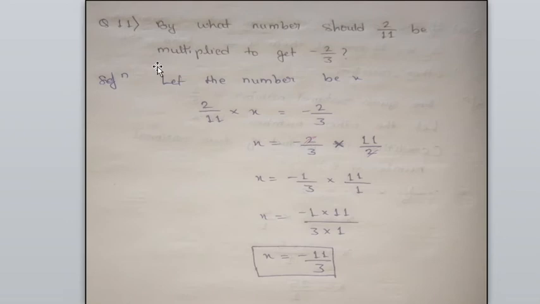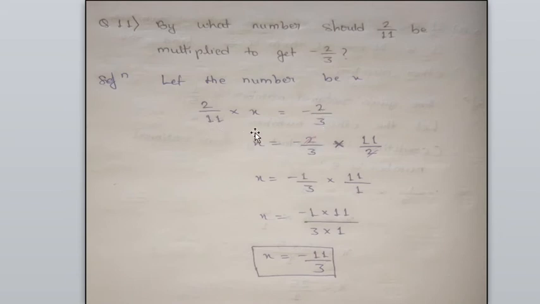Then question number 11. By what number should 2 by 11 be multiplied to get minus 2 by 3? Same as the earlier question. By what number should we multiply 2 by 11 to get minus 2 by 3? That number we will take as x, so let the number be x. Now the multiplication of x and this number equals minus 2 by 3. So we write according to the question: 2 divided by 11 into x equals minus 2 by 3.